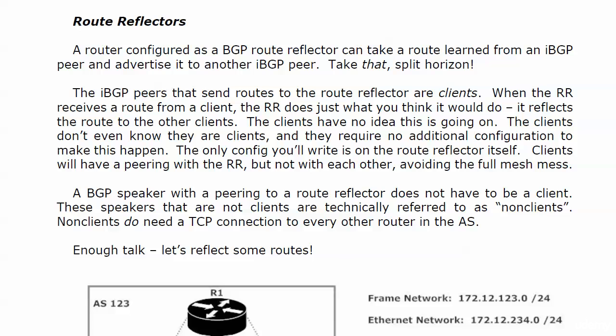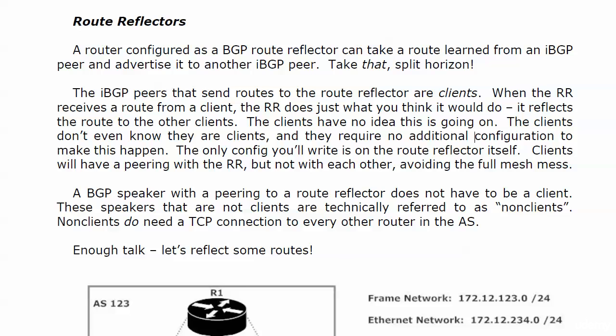The time has come to stop talking about all of these little problems we can have with BGP and split horizon and these restrictive rules and start solutioning them. And we're going to do that here with route reflectors, because a router that is configured as a BGP route reflector can take a route learned from an internal peer and advertise it to another internal peer.